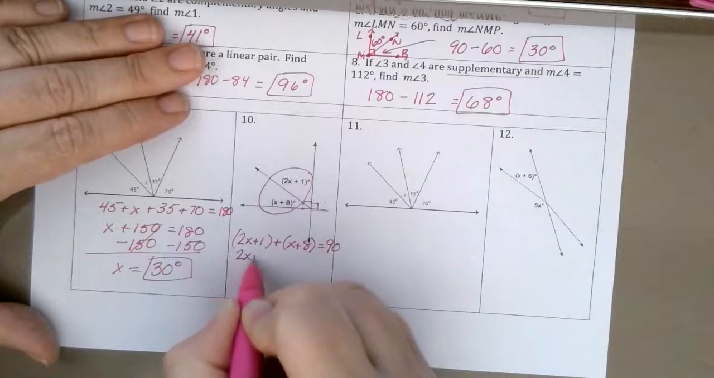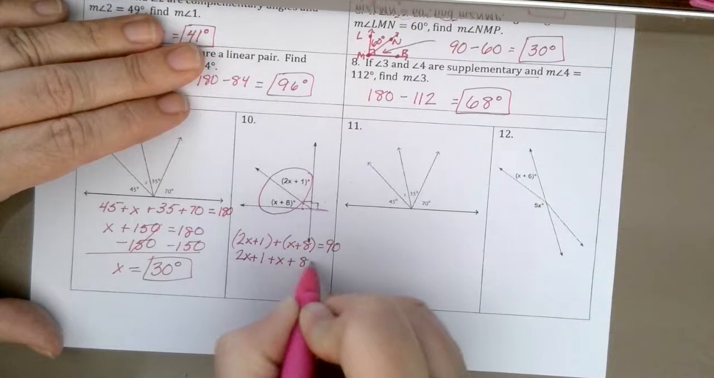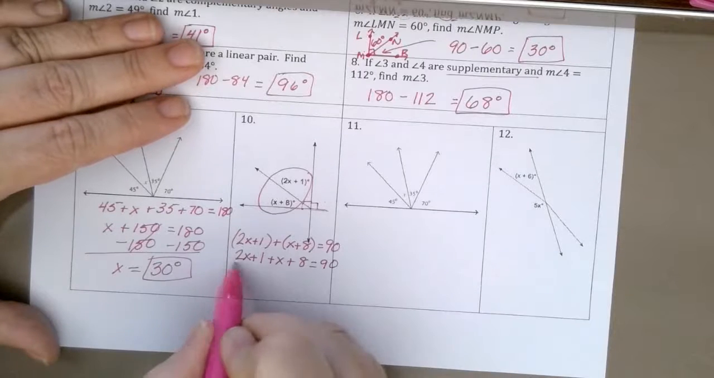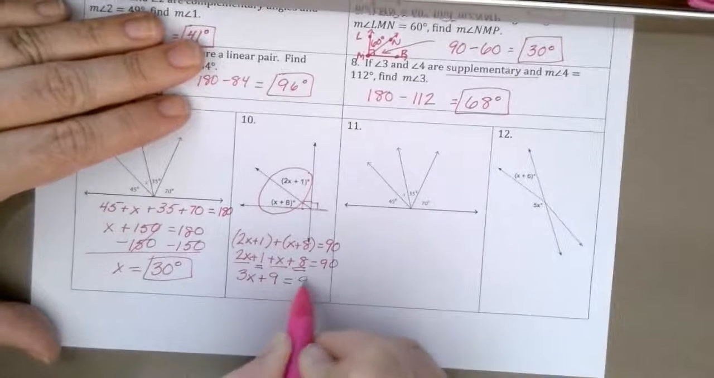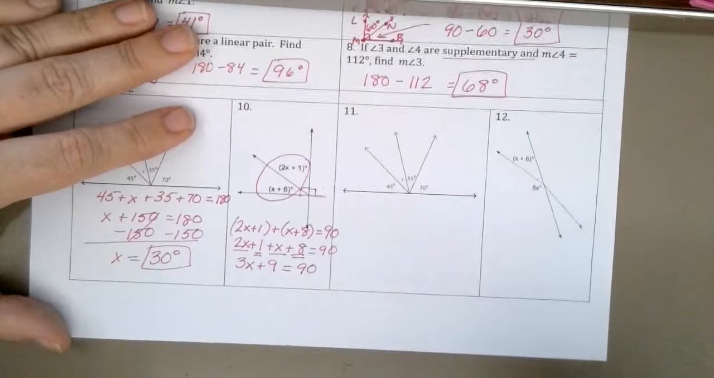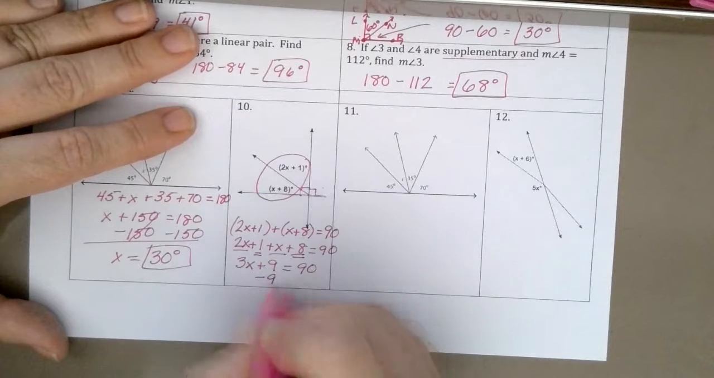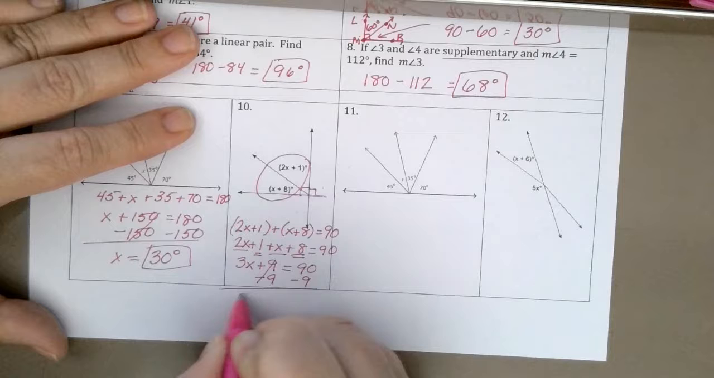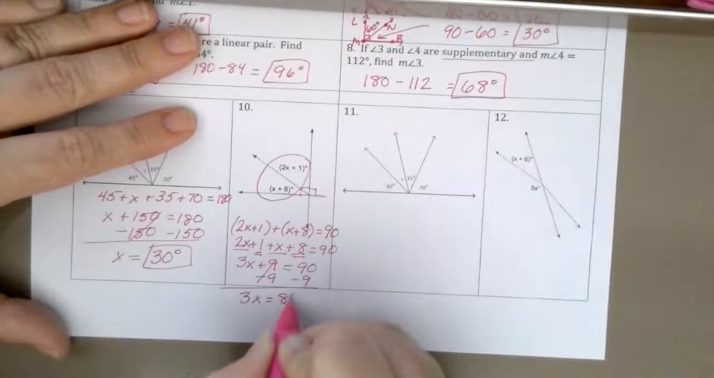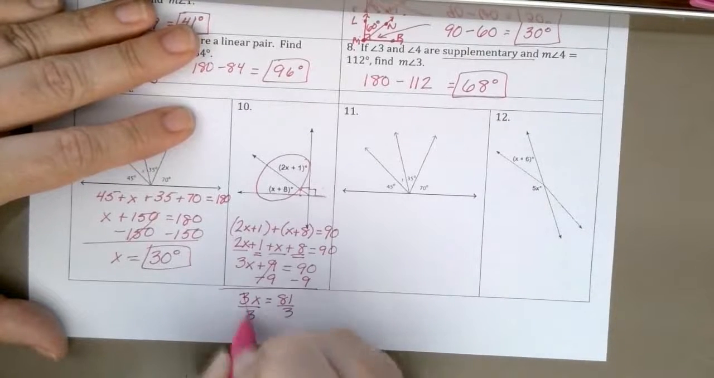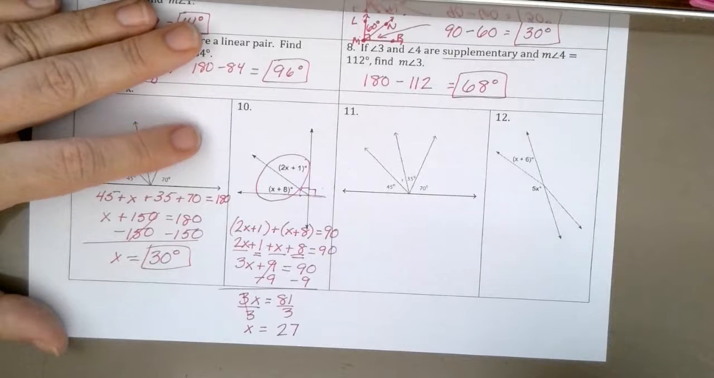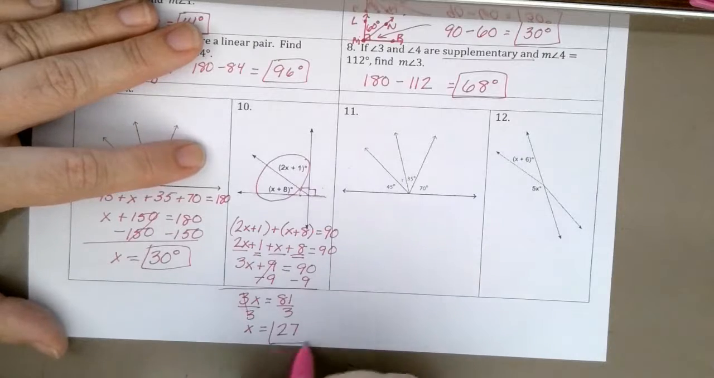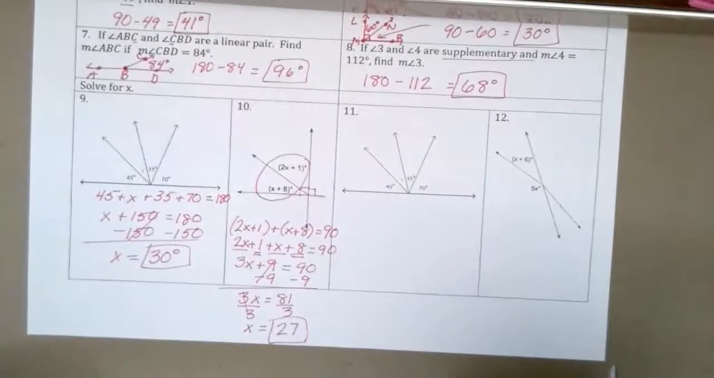So 2x plus 1 plus x plus 8. 2x and x give me 3x, and 1 and 8 give me 9. What do I do next? Subtract 9. So 3x equals 81, divide by 3, and what does x equal? Is that a degree measure? No, because it's not the angle, is it? I could find the angle if I needed to, couldn't I?